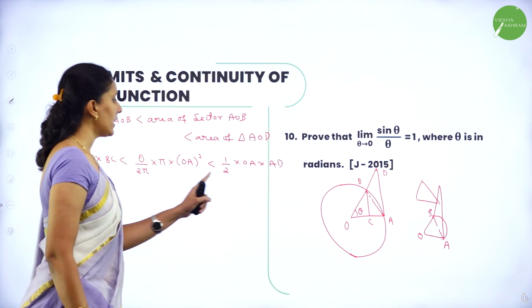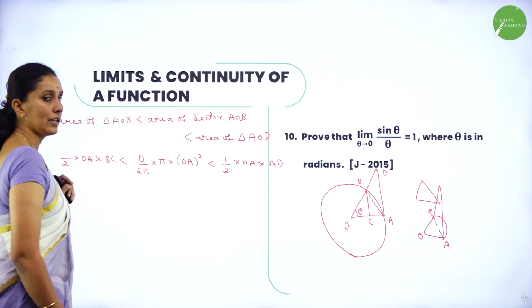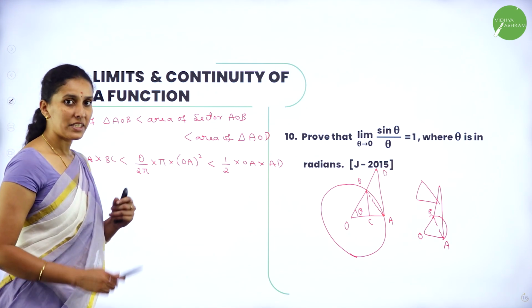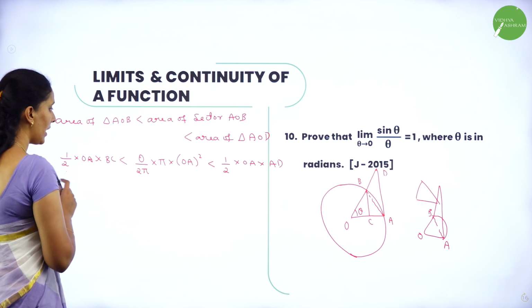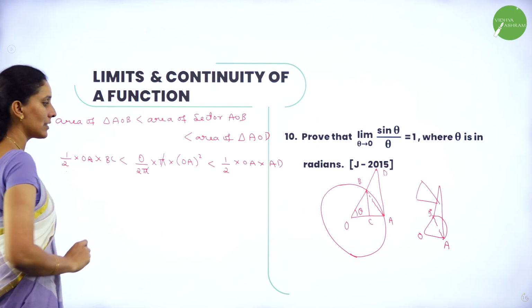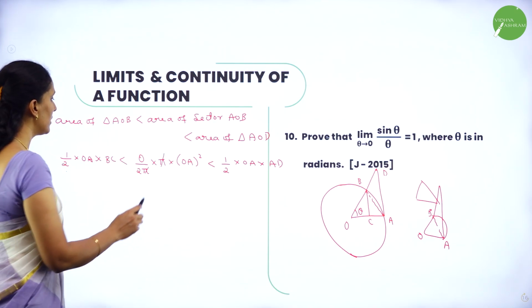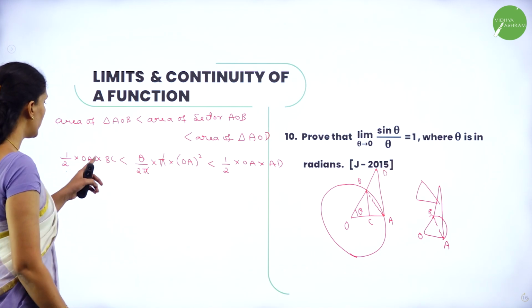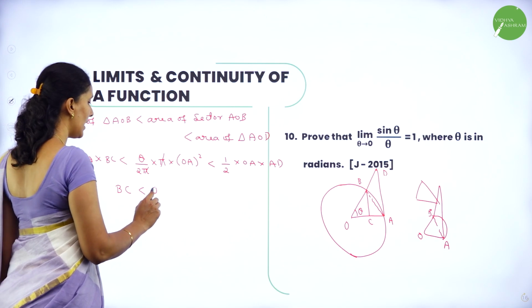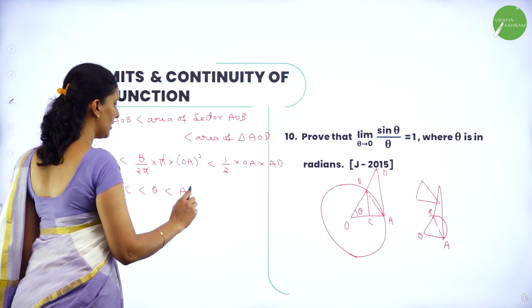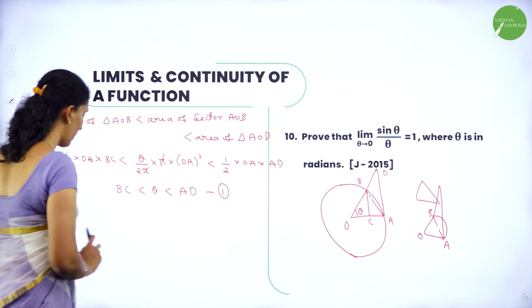Now in all the three terms here, half is common. OA can be taken as 1 because it's a unit radius. So by taking half out, the half cancels with pi and this is theta here. Taking half outside, we are left with BC less than theta less than AD. Let me take this as equation 1.